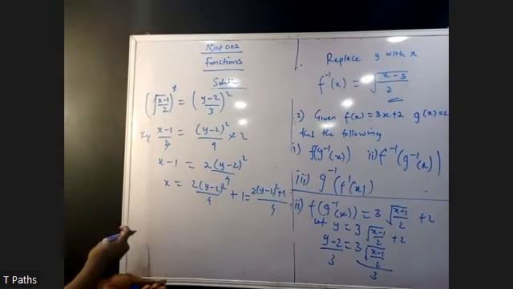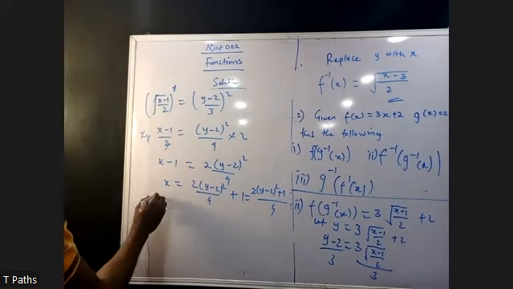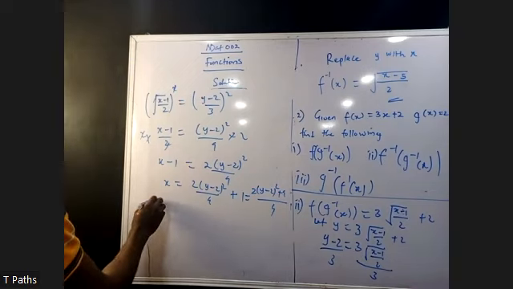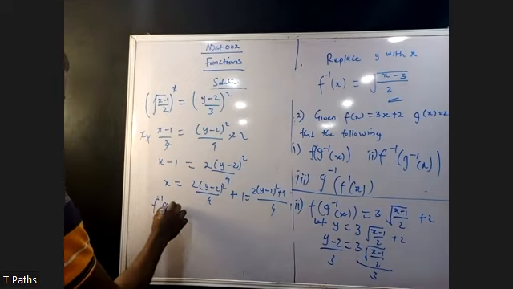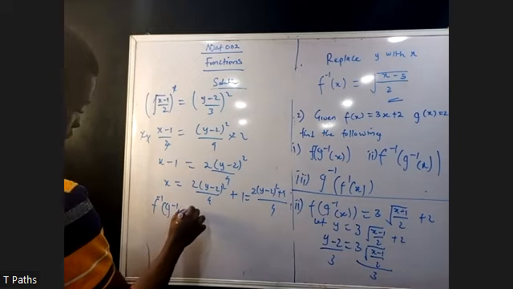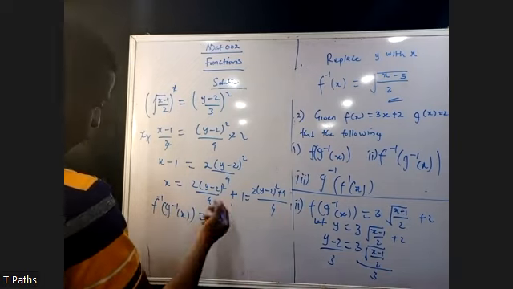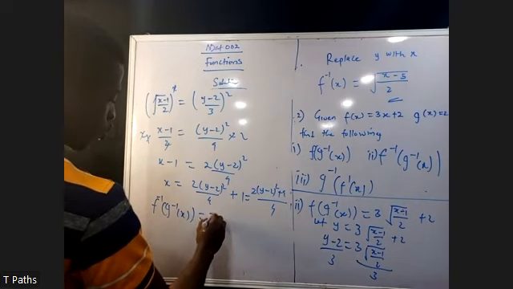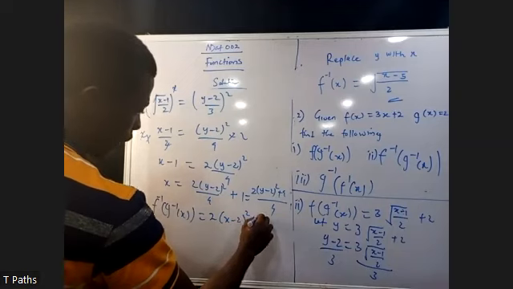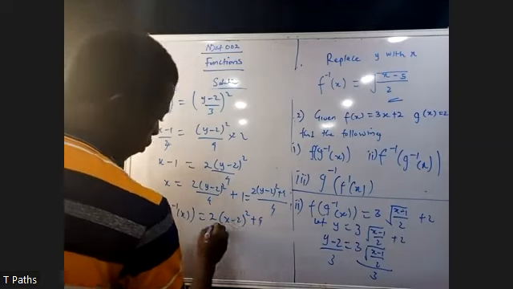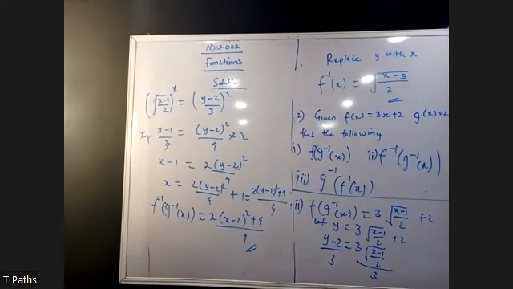So you now replace y with x, and you have f inverse of g inverse of x. Is that clear? So I will have 2(x minus 2) all squared plus 9 over 9. So that is my answer for this question.